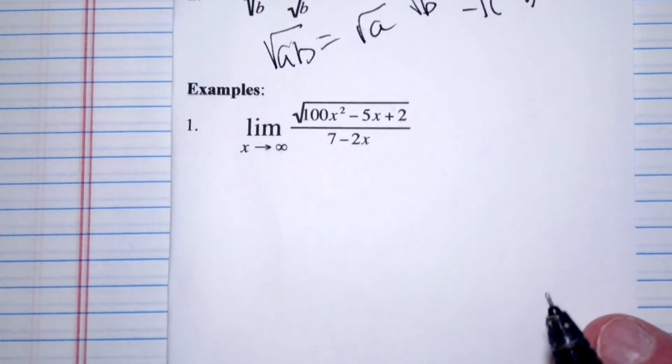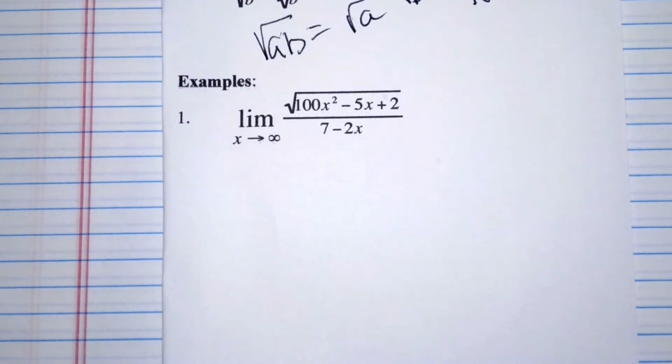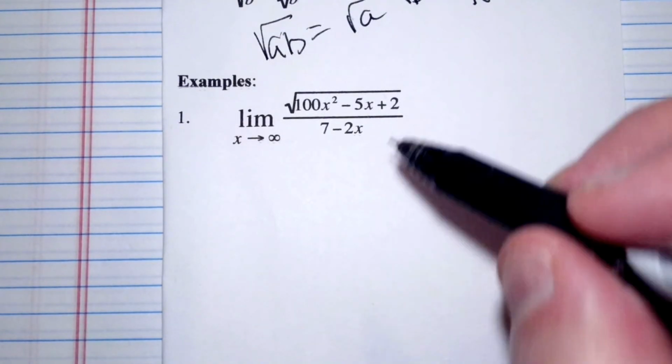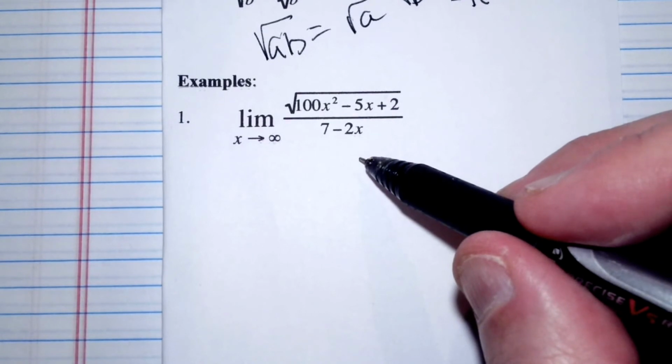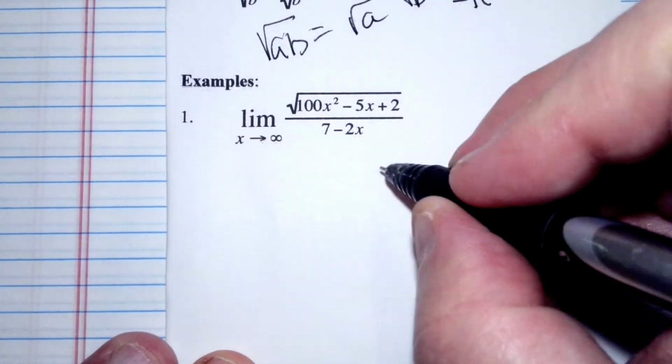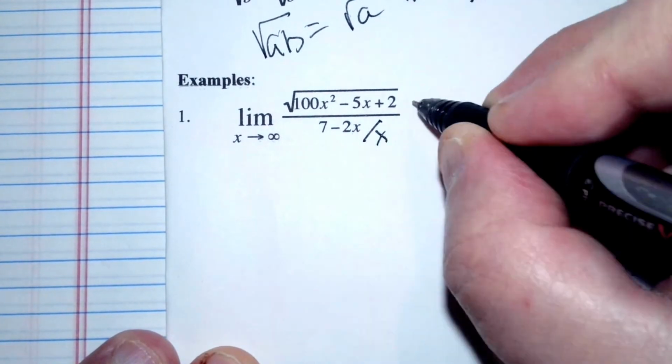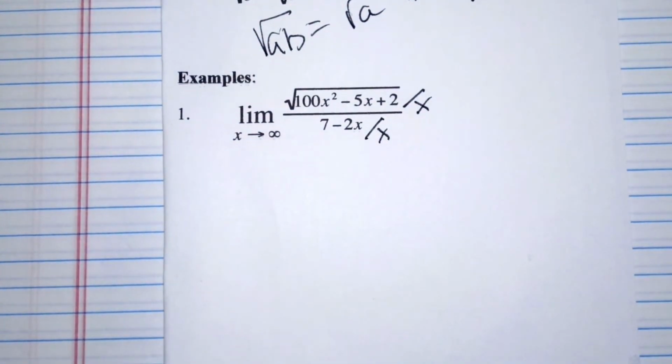Alright, so let's take a look at figuring out what this limit is. We've got the limit as x tends to infinity of the square root of the quantity 100x squared minus 5x plus 2, and then we're going to divide that by the quantity 7 minus 2x. So you want to do the same thing we did before. Divide by the highest power of x in the denominator. Well, the highest power of x in the denominator is x to the first. So I'm going to divide the numerator by x, and I'm going to divide the denominator by x.